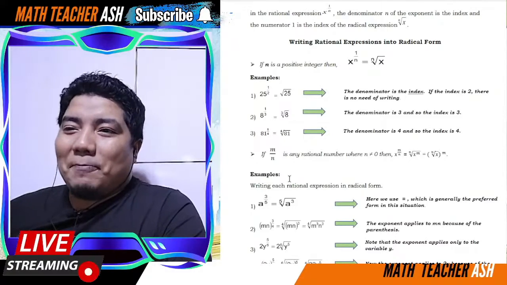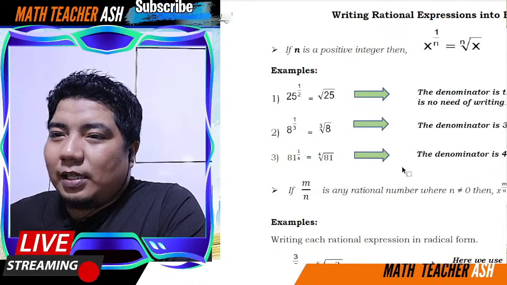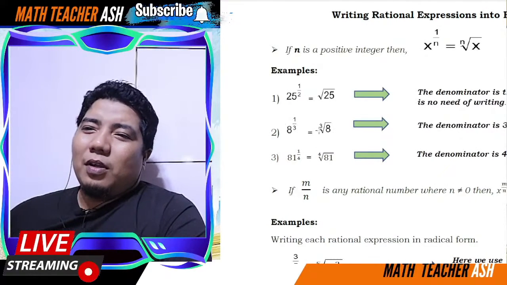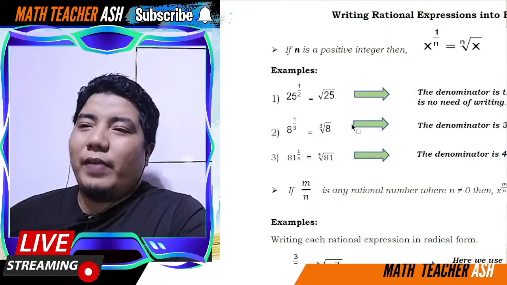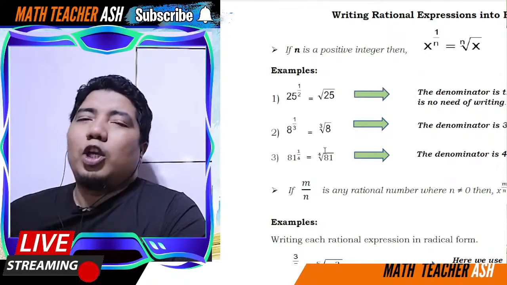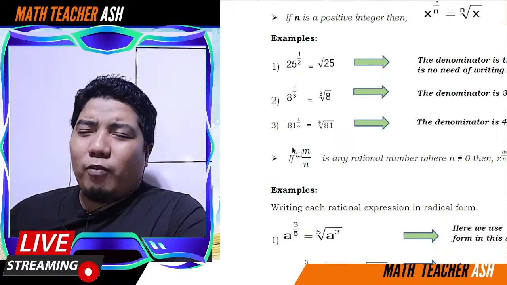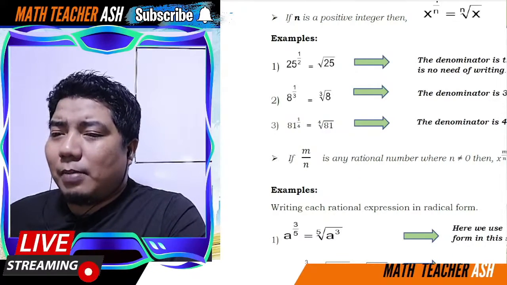Okay, now, ito naman. 8 to the power of 1/3. Okay, palaki natin para at least makita ninyo. Ayan. 8 to the power of 1/3. So, ang index natin ay magiging 3. So, that is cube root of 8 to the power of 1 or cube root of 8 lang. Alright. Now, how about this? 81 to the power of 1/4. That is 4th root of 81. So, ganun lang kadali, my dear math learners.